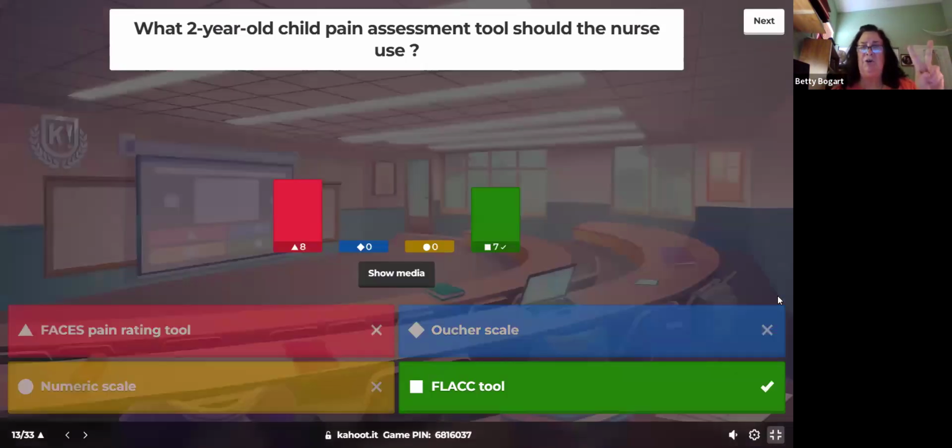So at age 2, it's FLAC. At age 3, it becomes FACES. This is a question you are going to see. You need to know. FACES starts at 3. It's FLAC before then. Also, nonverbal are FLAC.